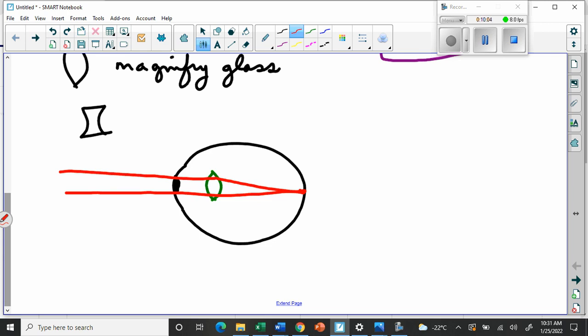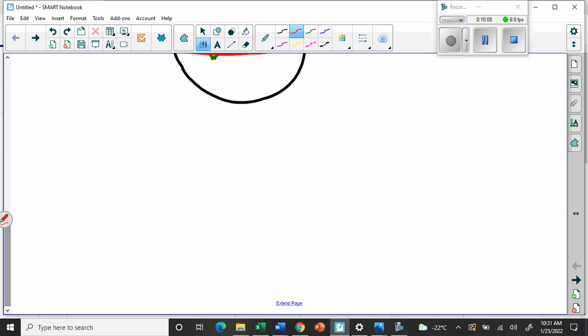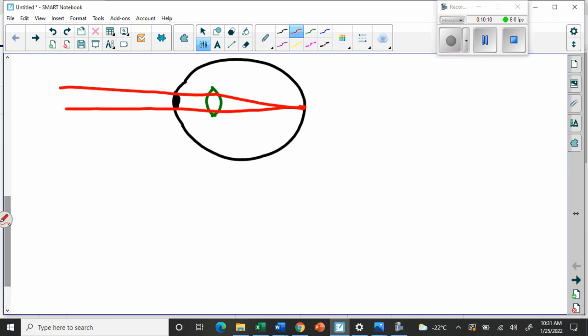But some people, because of their genetics, have an eyeball that's a little bit too long. So let me just draw that. The shape of their eyeball is a little bit longer, oval shaped, like this. Right? Let me try that again. Here's the cornea. And then the eyeball is sort of, I'll draw it a little more exaggerated, like that.